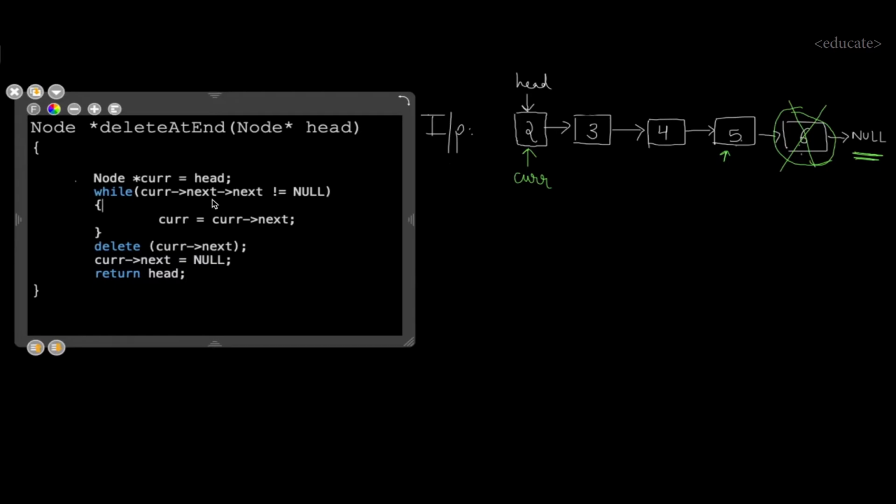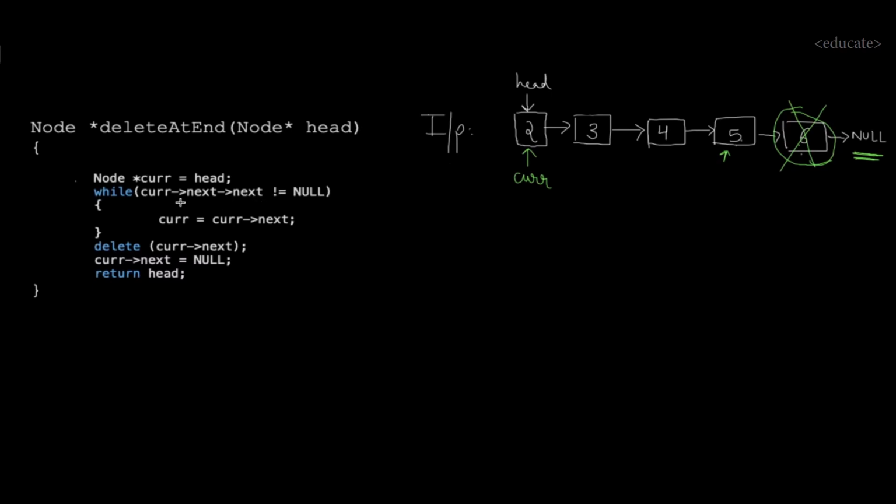We are checking current of next not equal to null. So we need to ensure that our linked list has at least 2 nodes. Suppose there is a single node. We are accessing current next, which is null, and then we will simply be doing null of next. So accessing null next will cause a segmentation fault in C++. To avoid this, we need to handle 2 corner cases explicitly.